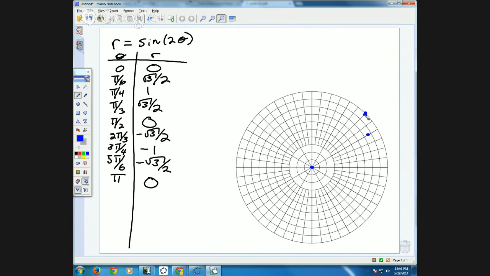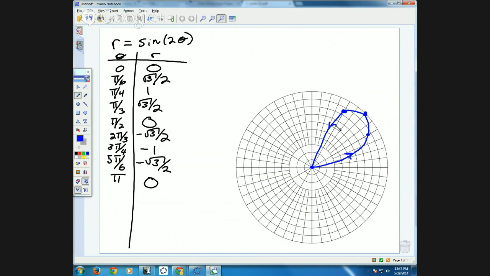And then pi over 3, 0.86-ish is going to be around there. And then it comes back to 0. So it looks like it whips out, loops through those points, and then comes back. So I've got one leaf from going 0 to pi over 2.